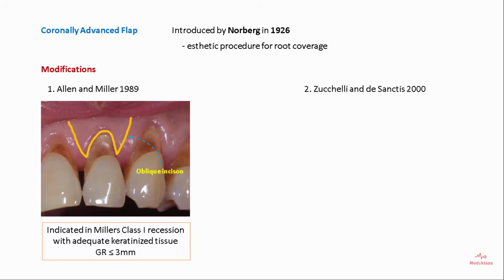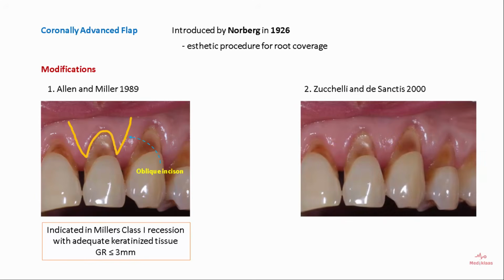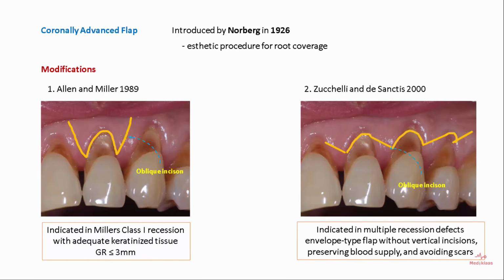It was further modified by Zucchelli and De Sanctis in 2000, where oblique incisions were used for multiple gingival recessions. Here, vertical incisions were avoided to achieve an envelope type flap without any vertical incisions, and blood supply was preserved and scars were avoided.